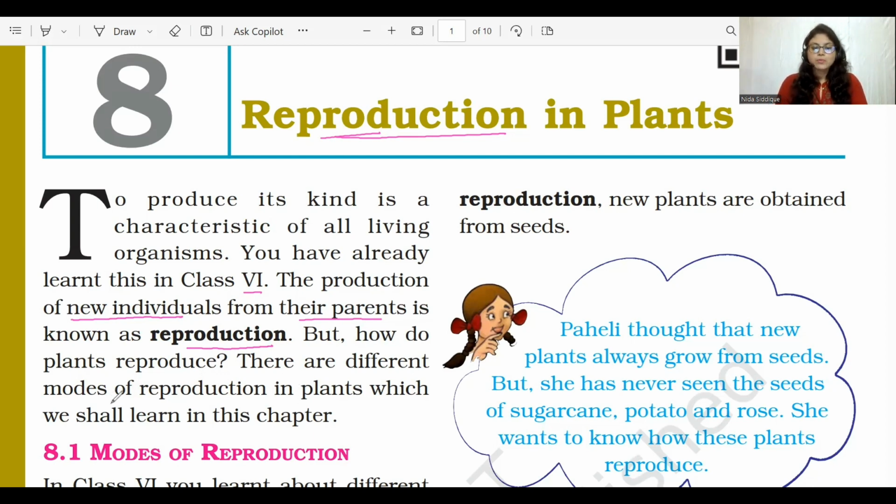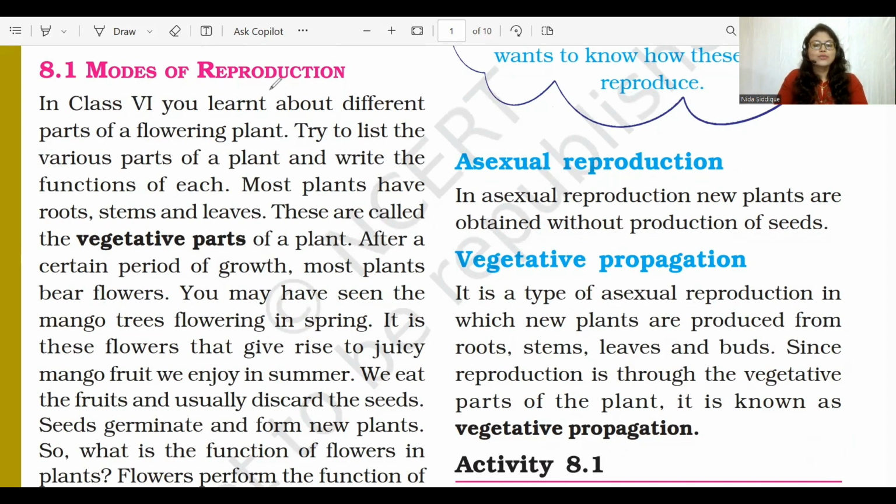So there are different modes of reproduction in plants, which we will be learning in this chapter. So let's start with modes of reproduction. Modes means what are the different types of reproduction? Plants कैसे कैसे reproduce कर सकते हैं? So in class 6, we have learned about different parts of flowering plants. Okay, plants के बहुत सारे parts होते हैं. Try to list the various parts of the plant and write the functions of each. So let us try to list the different parts of the plant.